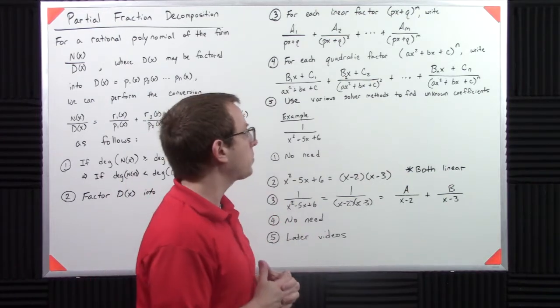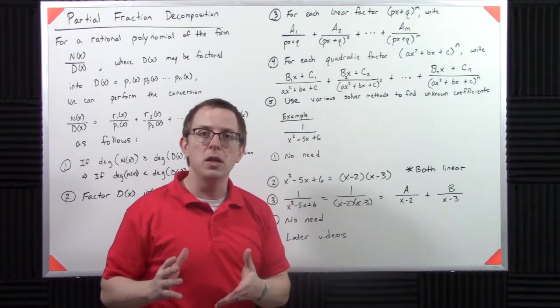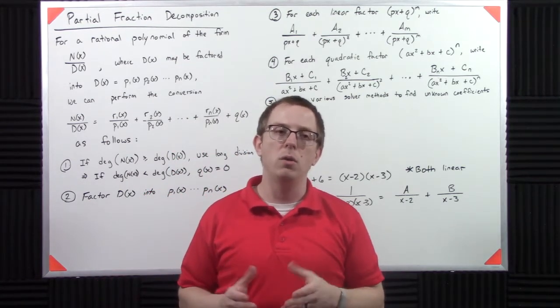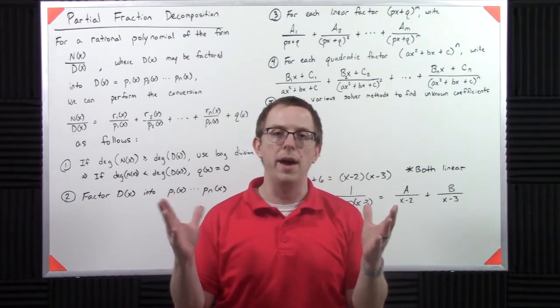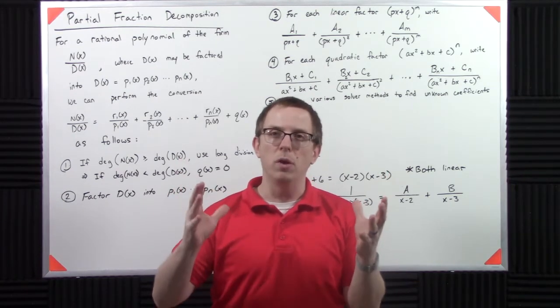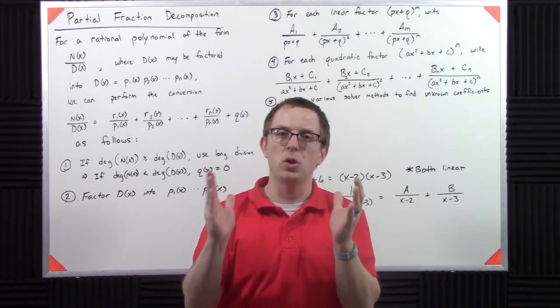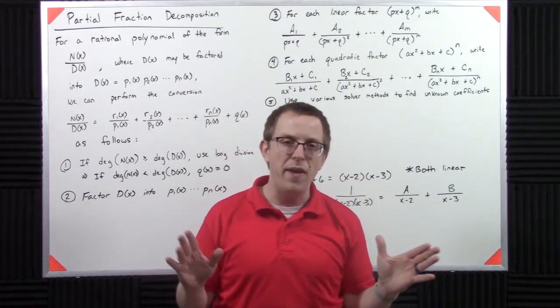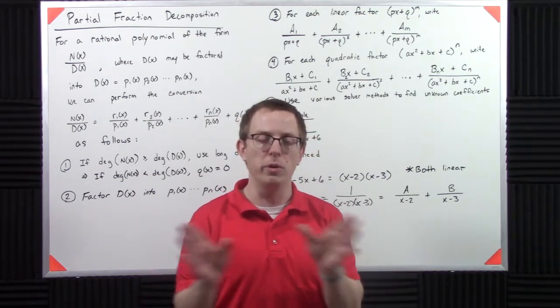Now the next piece is what happens if you have what's called a quadratic factor. A quadratic factor means there was no way to factor it away from a degree 2 term. Think like x squared plus 4, right? You can't factor x squared plus 4 over the real numbers.